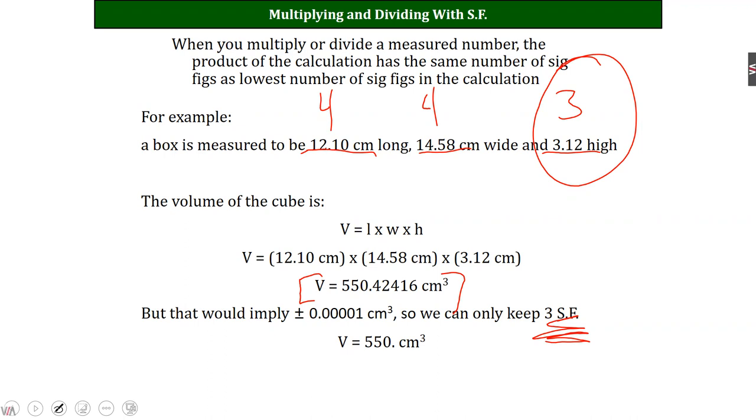Small note about the way we write this final answer. We want to say it's 550 plus or minus one. The best way to do that is to use scientific notation. Because if you just write 550, it's unclear whether that's plus or minus one or plus or minus 10, right? So if we wanted to say it's 550 plus or minus one, the best way to write that would be not that, but 5.50 times 10 to the 2 centimeters cubed. Because if it's in scientific notation, every digit we write is a sig fig. So we're specifically saying all three of these matter and we're keeping them.